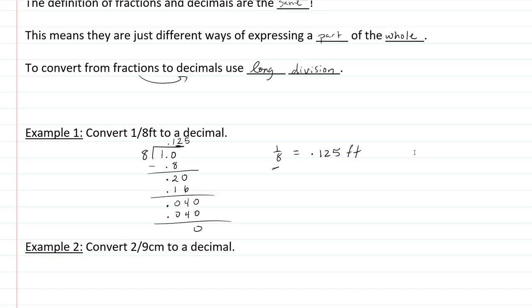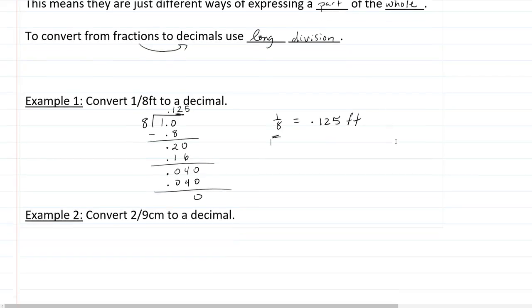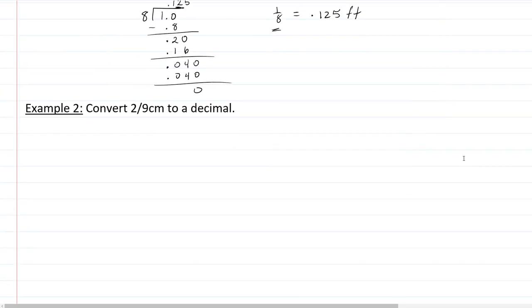You can see that writing it as 1/8 of a foot is a little more clean, and that's why you see many measurements in fraction form. Convert 2 over 9 centimeters to a decimal.